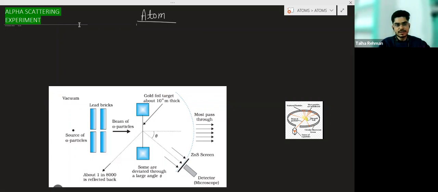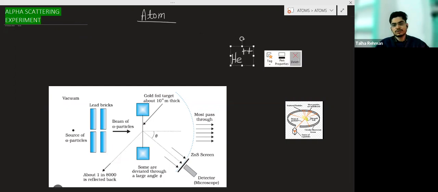So first we will discuss the alpha particle scattering experiment. First of all, we should know what an alpha particle is. Basically, an alpha particle is a helium nucleus. Helium has two electrons, two protons, and two neutrons. If you remove two electrons from the helium, you will get a helium ion with two positive charges, and this is known as the helium nucleus.